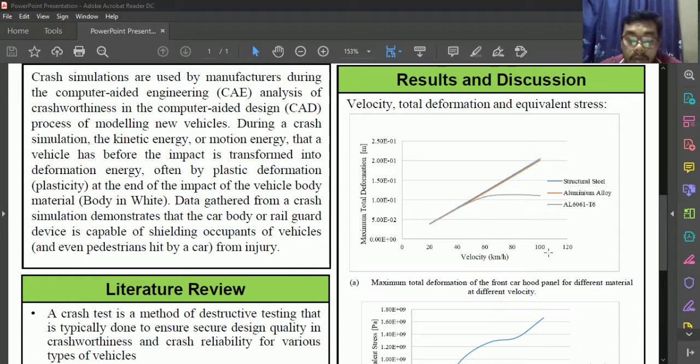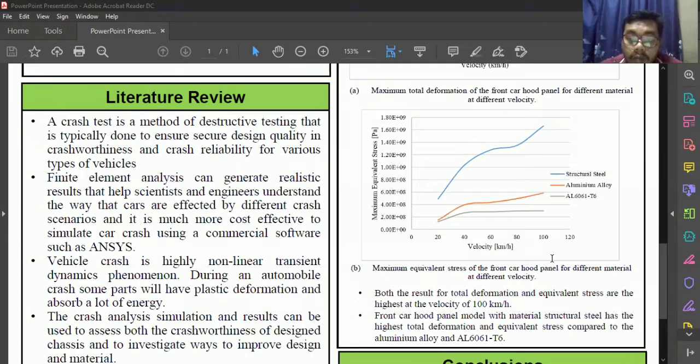Okay, next. The second graph is the maximum equivalent stress on the front car hood panel for different materials at different velocities. From the table, we can see that the maximum total deformation and the maximum equivalent stress at a velocity of 100 km per hour have the highest values.